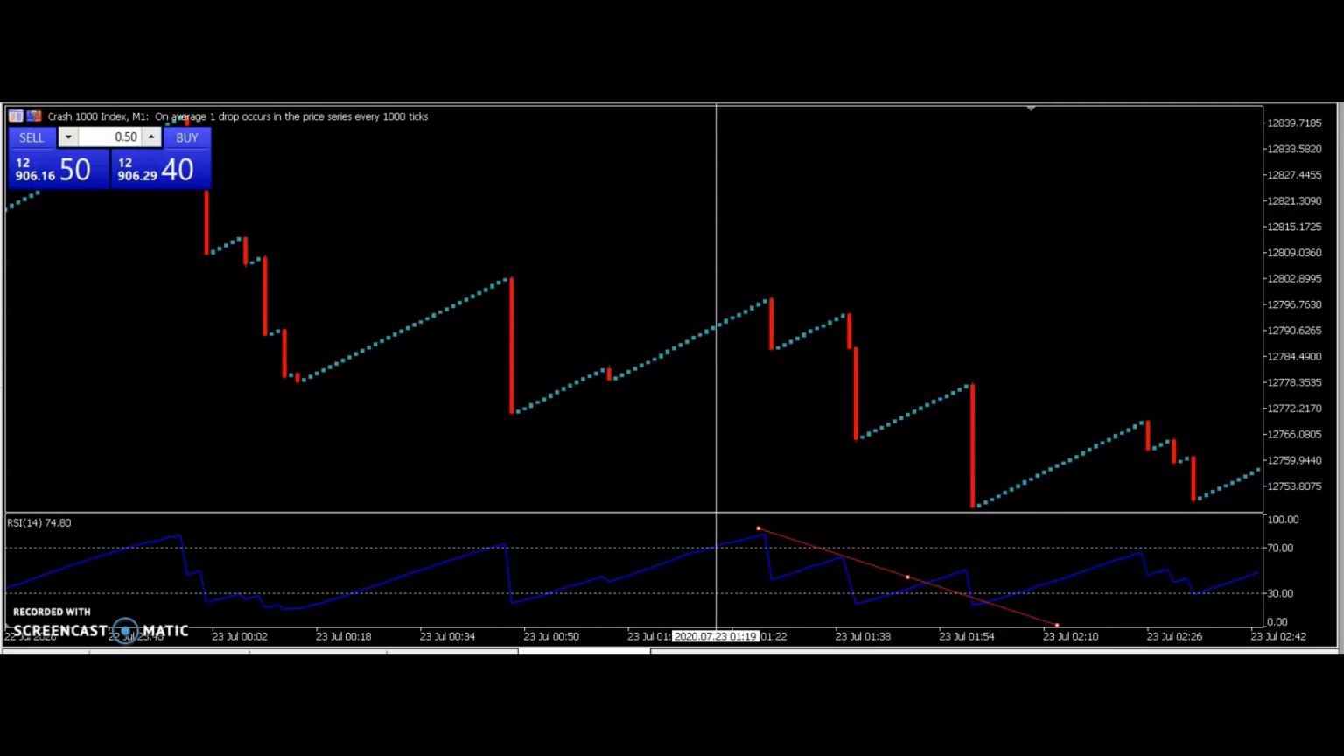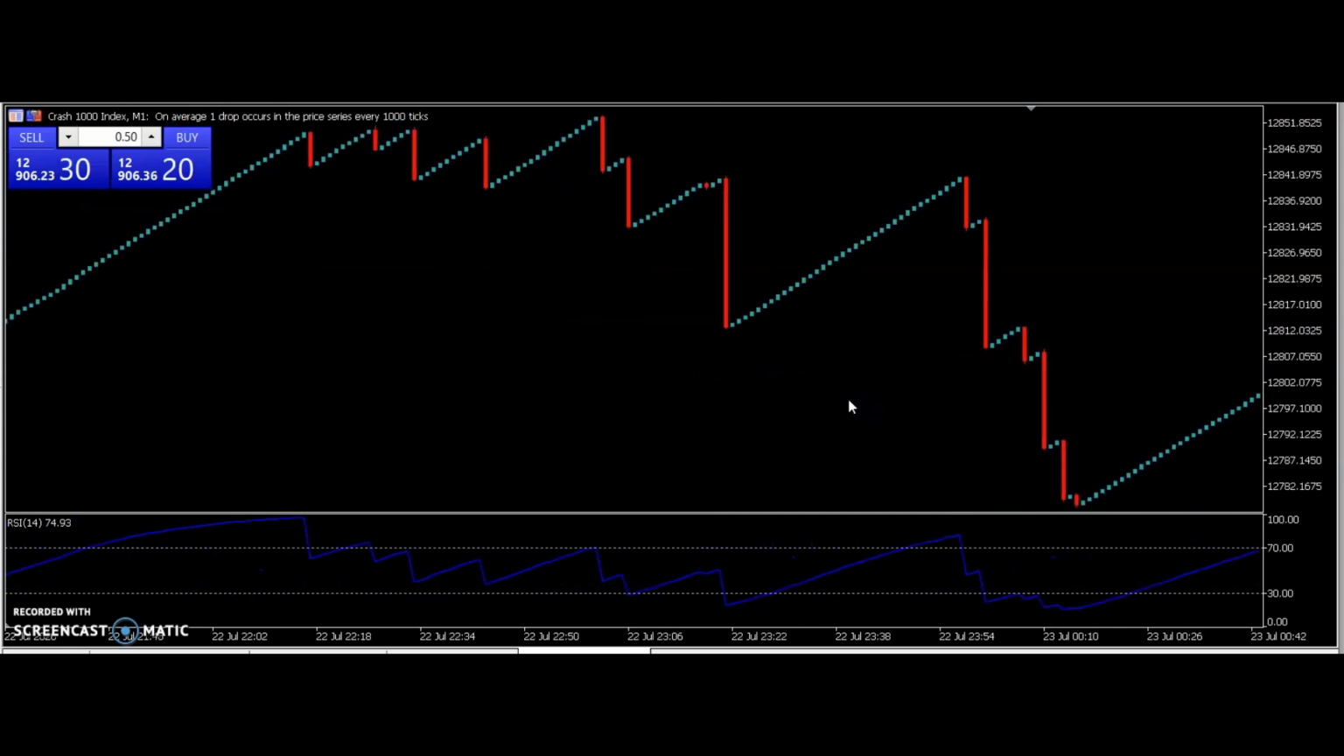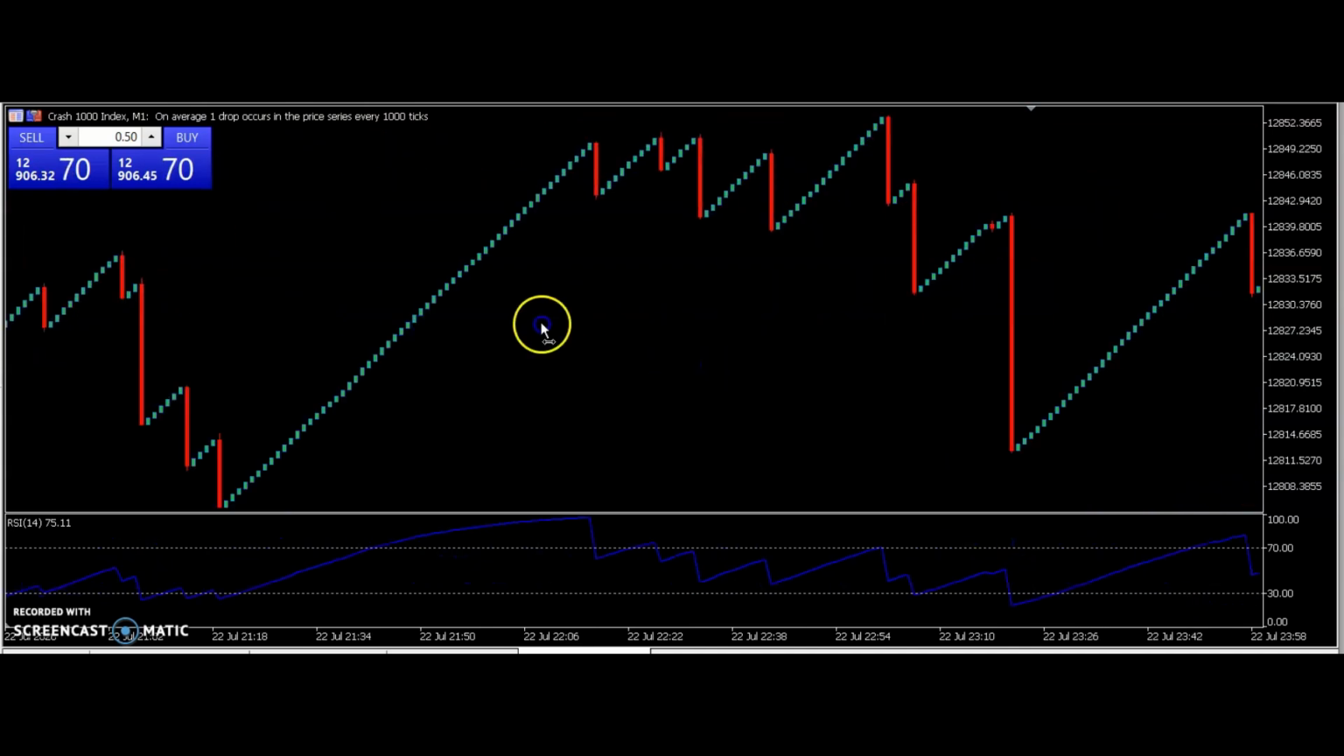This is pretty easy, guys. You're basically using price action. Price action is never wrong if done correctly.